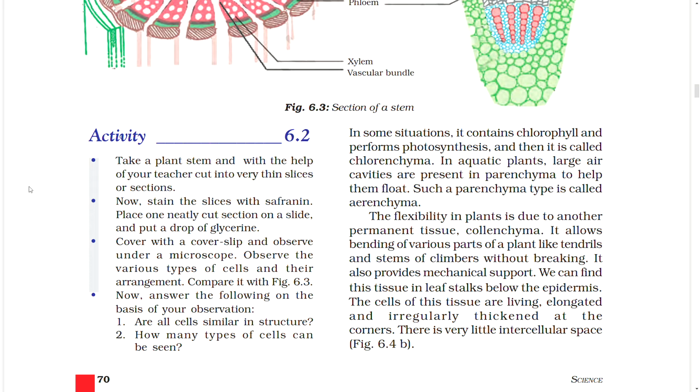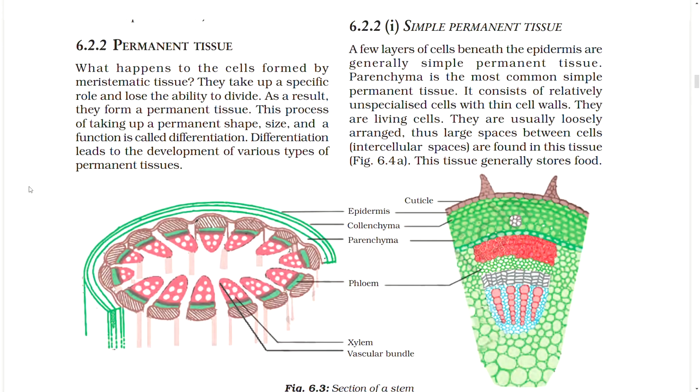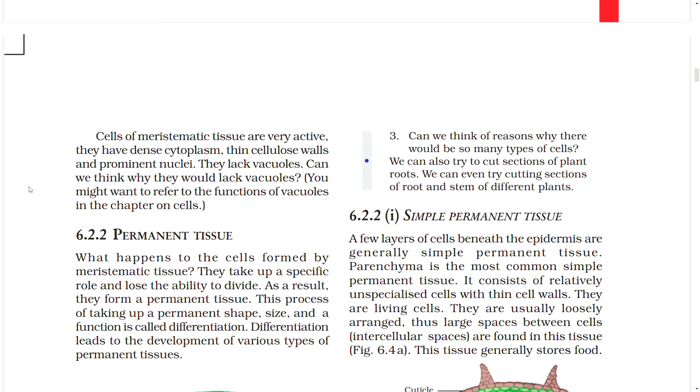Now answer the following on the basis of your observation. 1. Are all cells similar in structure? 2. How many types of cells can be seen? 3. Can we think of reasons why there would be so many types of cells? We can also try to cut sections of plant roots. We can even try cutting sections of root and stem of different plants.